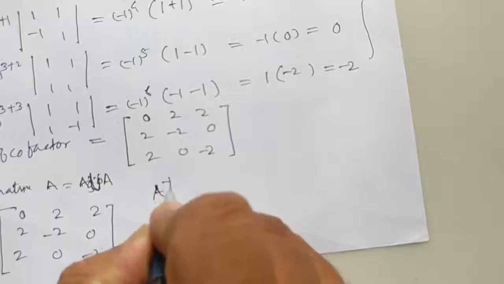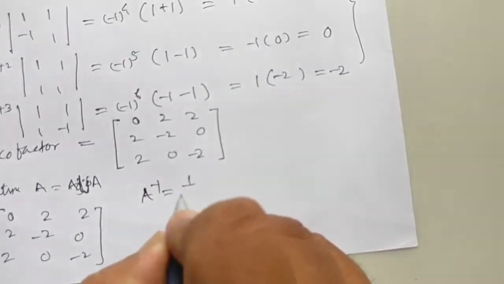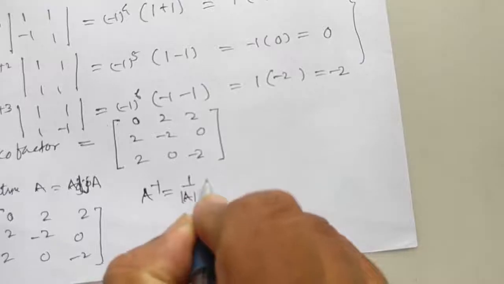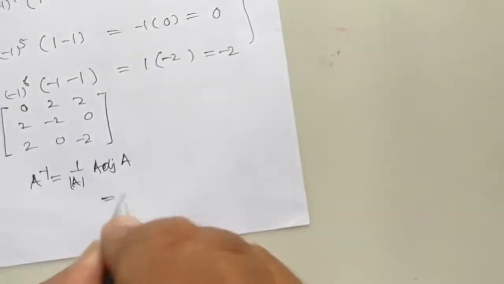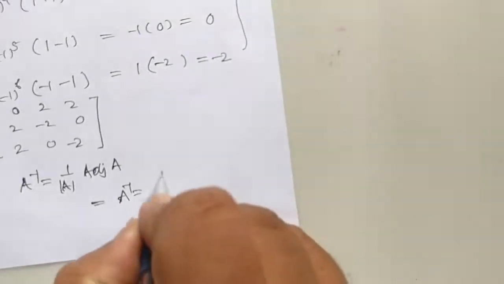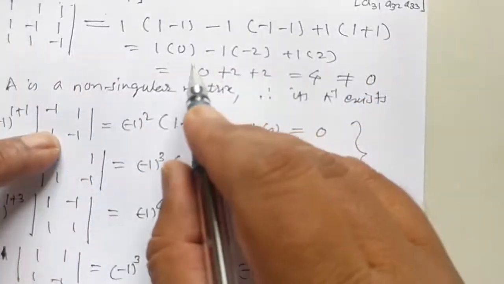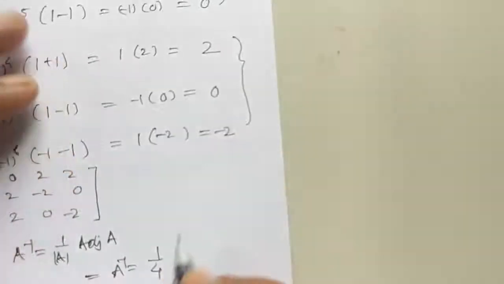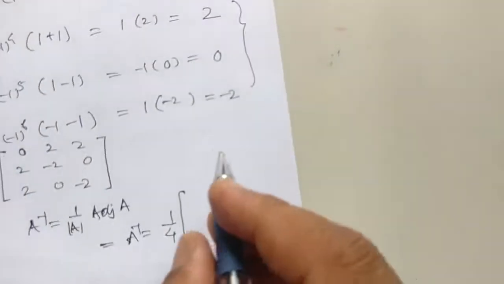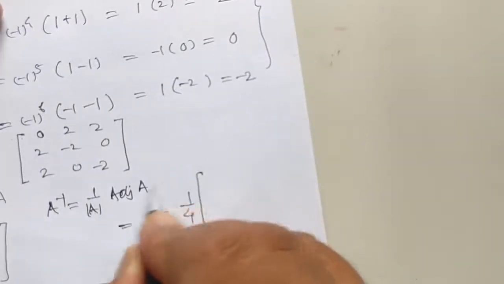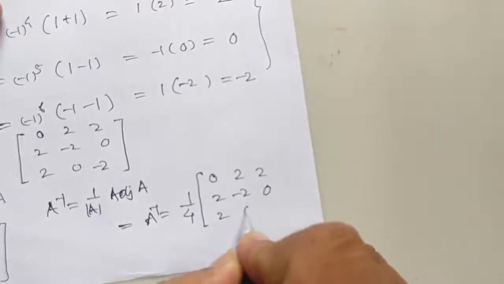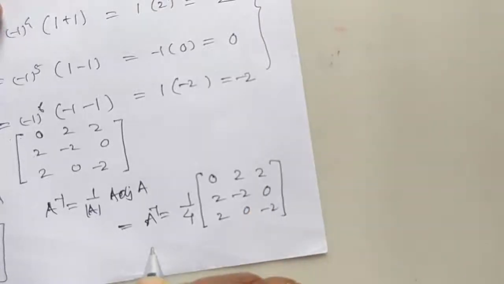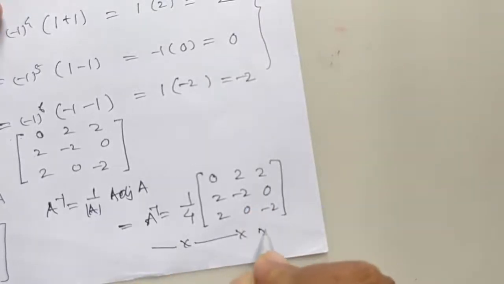Therefore, by definition, inverse is equal to 1 upon determinant into adjoint of A. So A inverse is equal to 1 by 4, since the value of determinant A is 4, into the adjoint of the matrix 0 2 2, 2 minus 2 0, 2 0 minus 2. So this is the inverse of the given matrix.